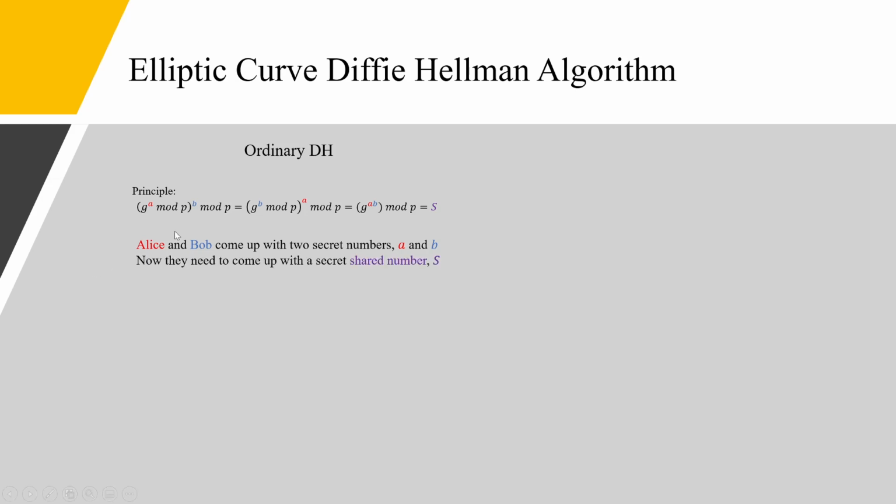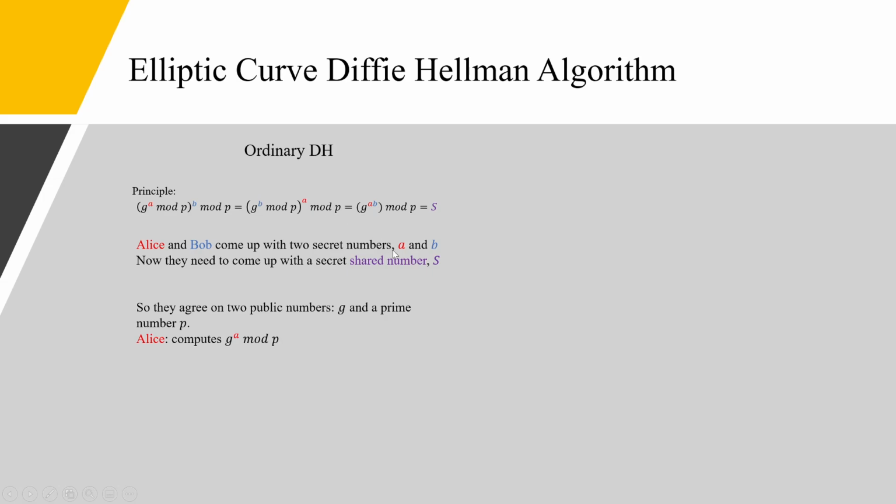Let's say we have Alice and Bob who want to settle on some secret key. They come up with two secret numbers A and B. They need to come up with a secret shared number. So they agree on two public numbers G and a prime number P. Why prime? Again, because cryptographers love working with prime fields, because they have a lot of advantages. And G and P are both public. Anybody can know those.